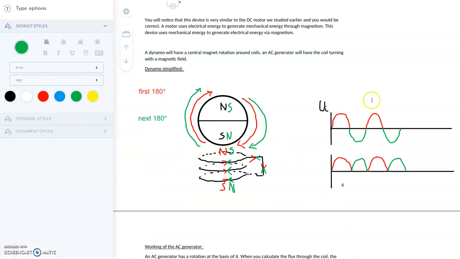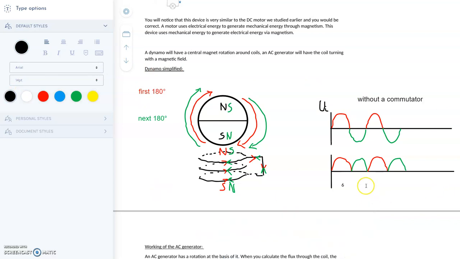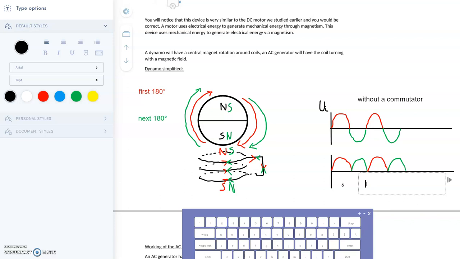So the first situation is one that would happen without a commutator installed. But if you use a commutator that constantly cuts and recreates the connection, you would get this situation.